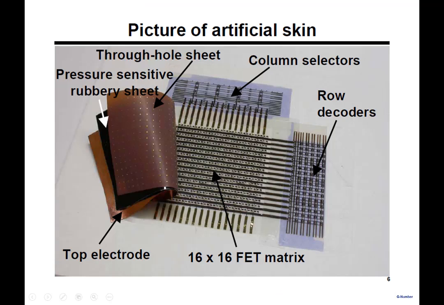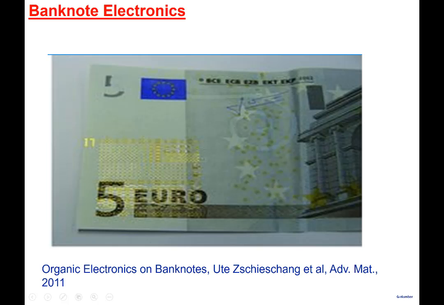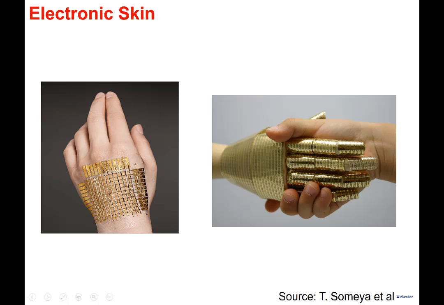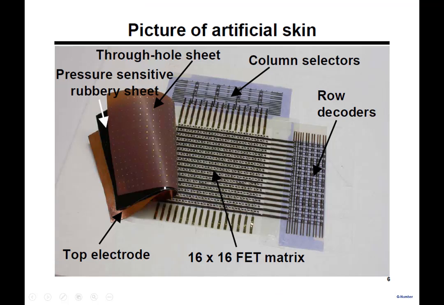Okay. So this is an example picture of an artificial skin. You can see here they have FETs, and we'll go through these later on, FETs and pressure and temperature sensors that are there. So electronic skin is another major application, okay, that you could do.